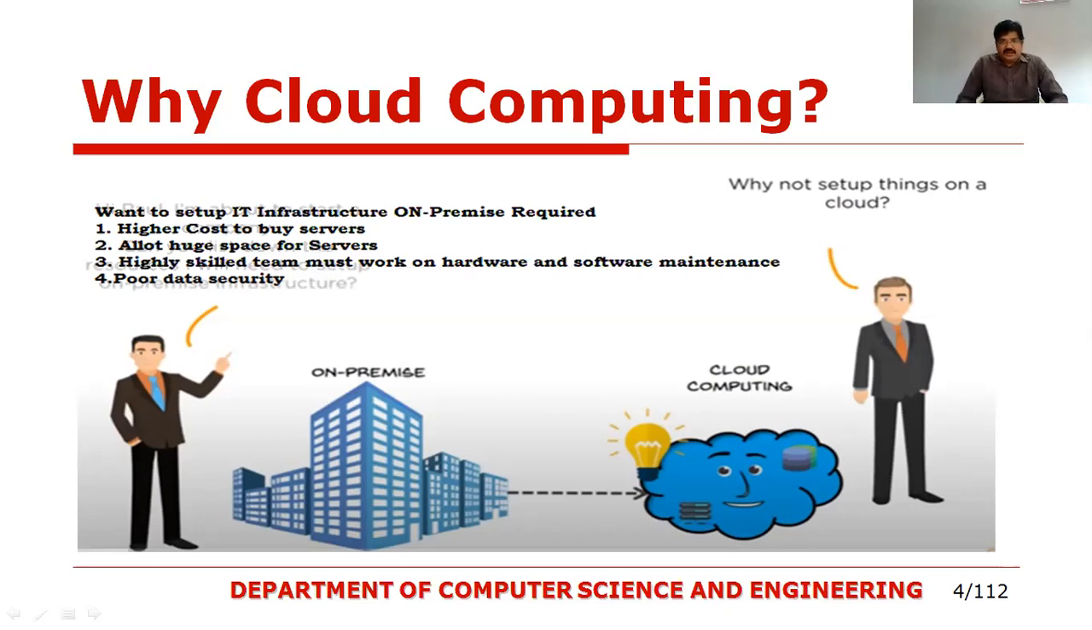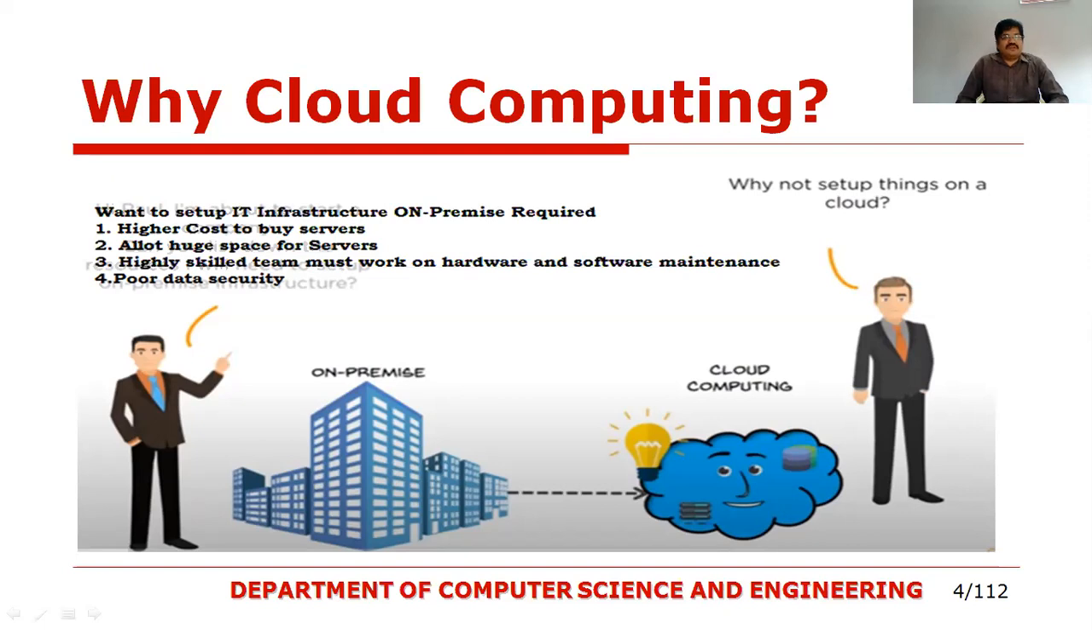If you observe the diagram here, two persons are communicating with each other. The first person is on the on-premises side, and another person is on the cloud side. So let us see what will happen on the on-premises side. If a person wants to set up an IT company, on his premises he has to buy bulk servers. For that, he needs to spend a lot of money. Once the stack of servers is available, he needs to place those servers in a huge room. Huge space is required to keep the servers in a particular room.